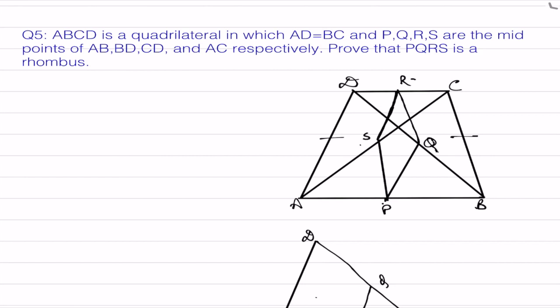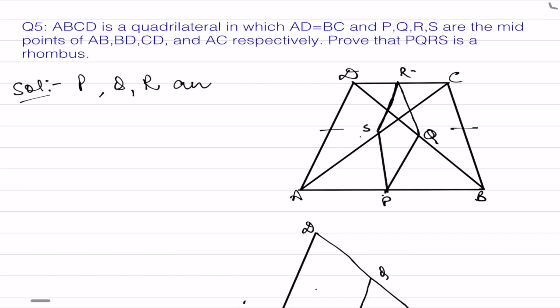After that, we will prove their adjacent sides are also equal. When adjacent sides are equal, that means it will be a rhombus. So all the sides will be equal. So this figure PQRS will be a rhombus. So we'll start the solution now. P, Q, R and S are the midpoints.